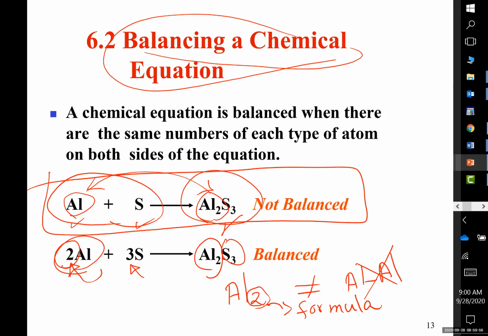Can I write S3? What is the meaning of S3? It means S and S and S are bonded together. This compound does not exist. So subscripts determine the formula, determine the nature, and we do not change them. We balance the chemical equation by placing a coefficient on the left-hand side.